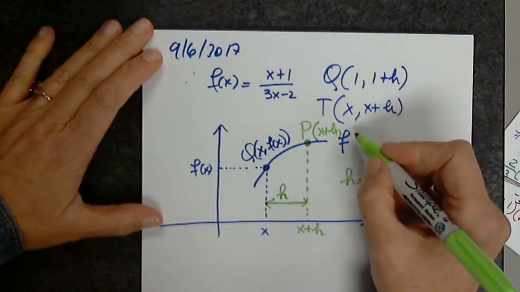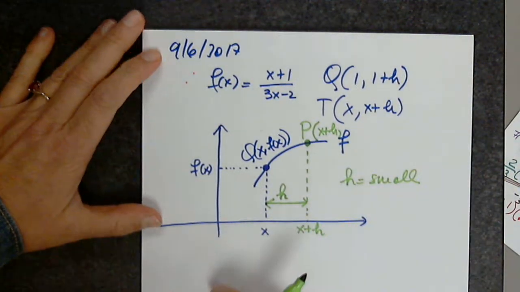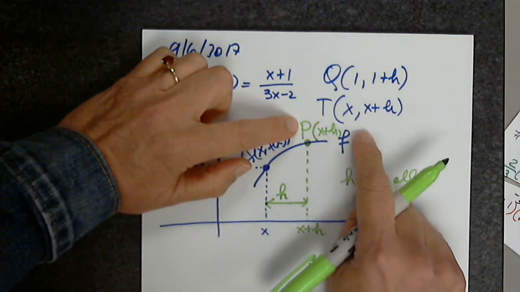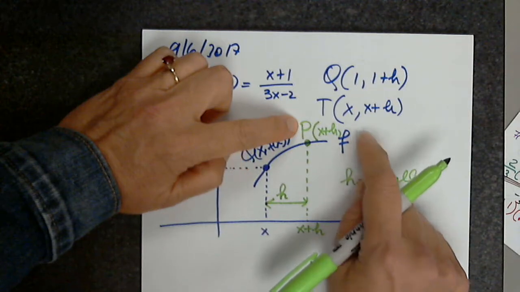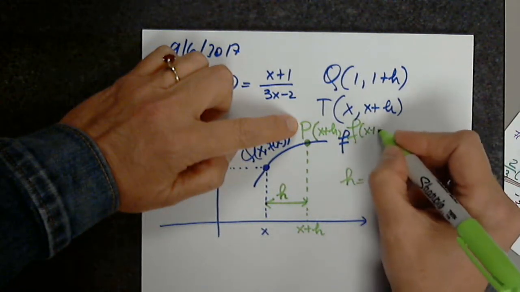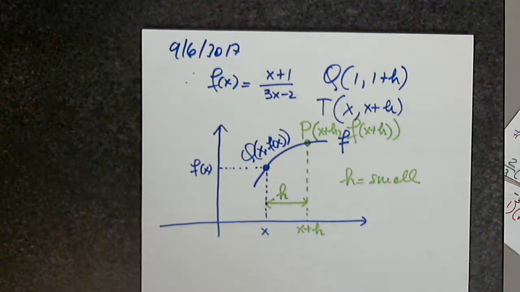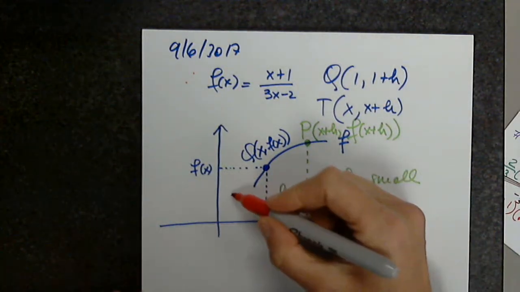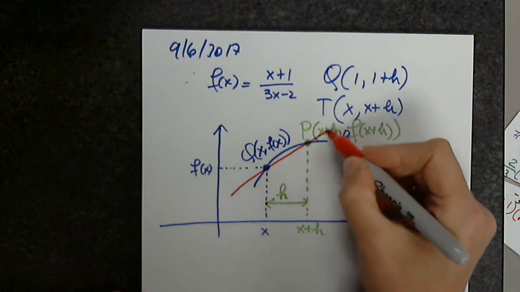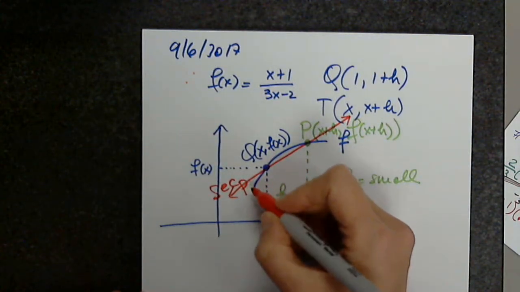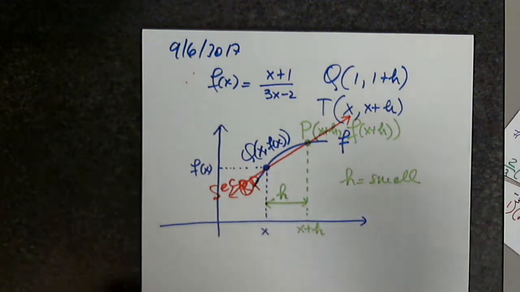So P has x coordinate x plus h. What will be the y coordinate? F of x plus h. Thank you. Okay. Now the next step is I will draw the secant line between Q and P. PQ or QP, doesn't matter.